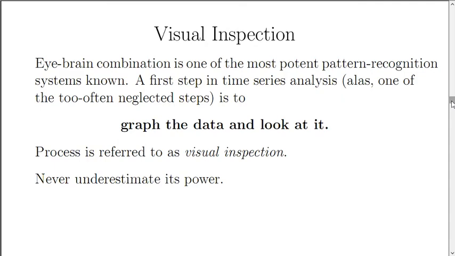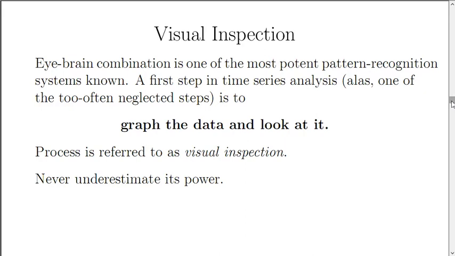Let's consider some of the ways that we actually analyze time series and begin to understand them. I'm going to begin by introducing you briefly to something that is one of the most potent, powerful, and useful methods of time series analysis known to humanity. The combination of the human eye and the human brain is one of the most potent pattern recognition systems known. That's why a first step in time series analysis, unfortunately one which is too often neglected, is make a graph of the data and look at it.